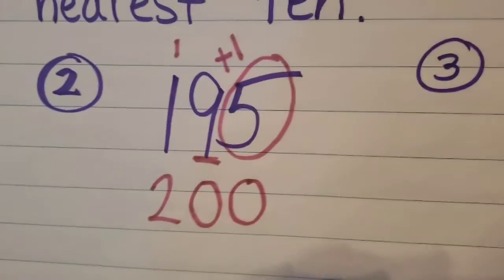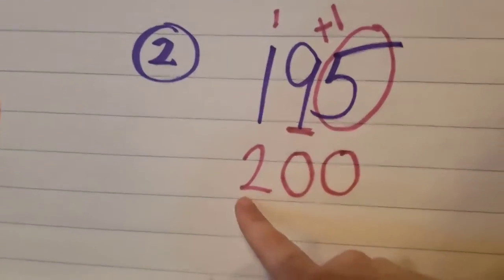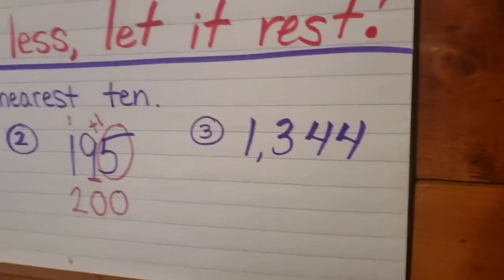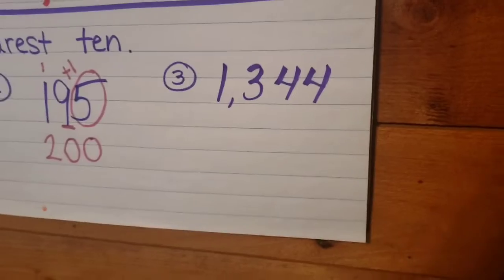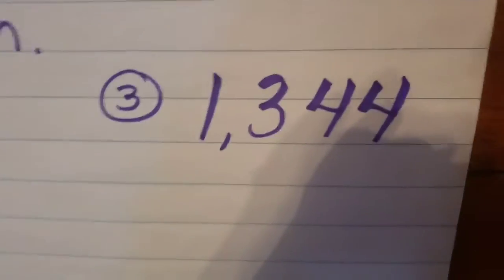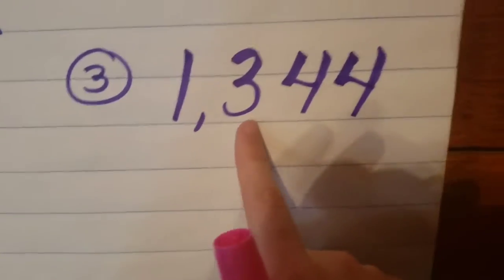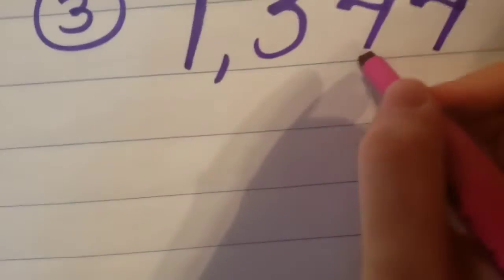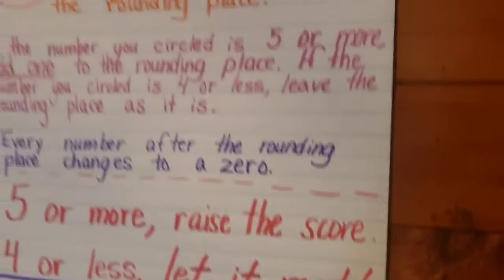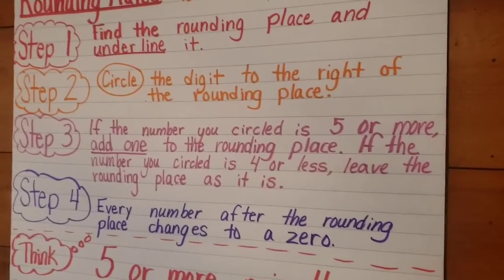So 195, when you round it to the nearest 10, it actually rounds up to 200. One more example like this, 1,344 rounded to the nearest 10. I've got to find the tens place. Thousands place, hundreds place, tens place, here it is, and the ones place. So the first step is to find the rounding place and underline it.